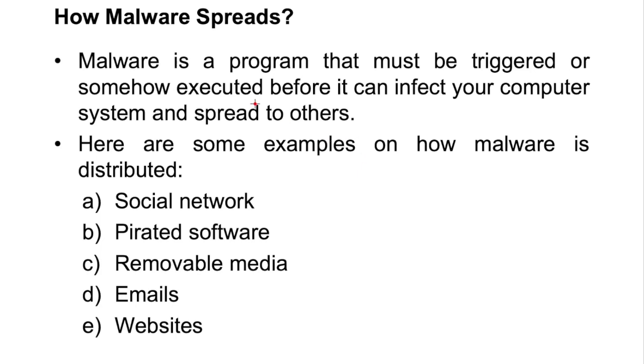How malware spreads. Malware is a program that must be triggered or somehow executed before it can infect your computer system and spread to others. Here are some examples of how malware is distributed. It may come from social networks or pirated software. Pirated software means that you have not used the original software, but got it from other sources that may be activated using fake keys or cracks. Malware also spreads through removable media, emails, and websites.